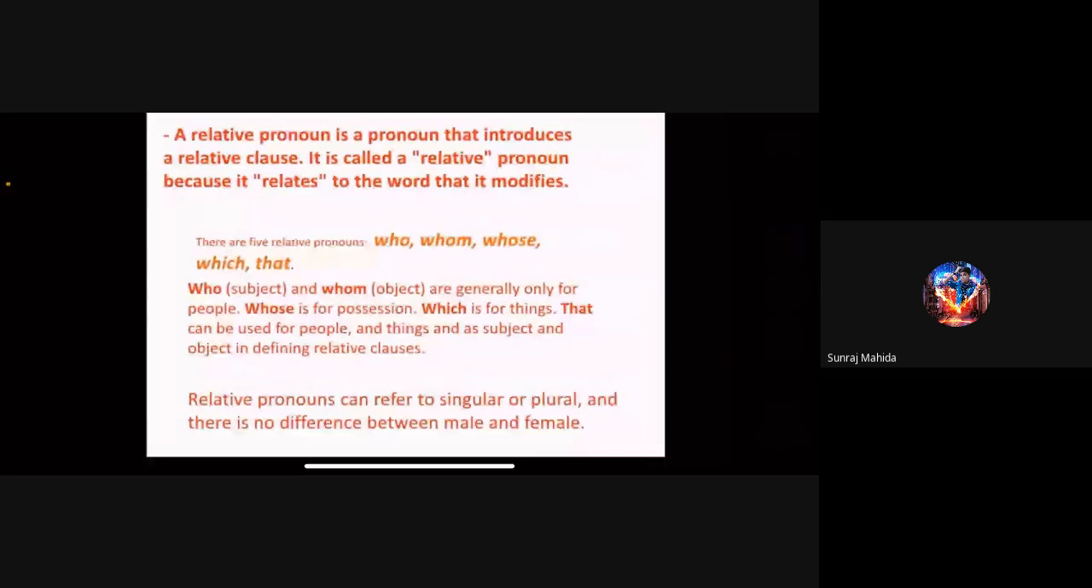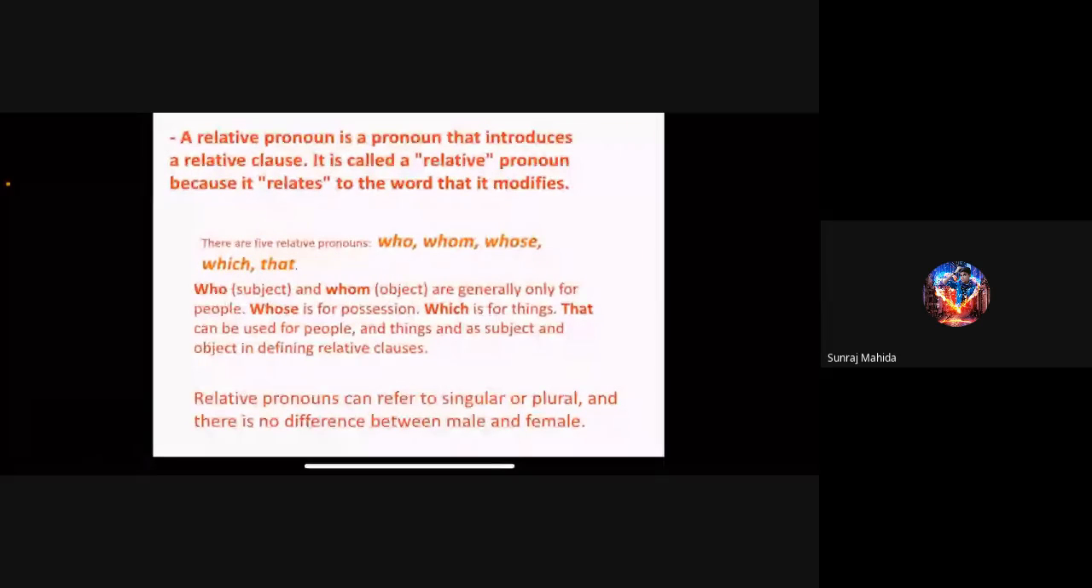A relative pronoun is a pronoun that introduces a relative clause. It is called a relative pronoun because it relates to the word that it modifies. There are five relative pronouns: who, whom, whose, which, that. Who (subject) and whom (object) are generally only for people.